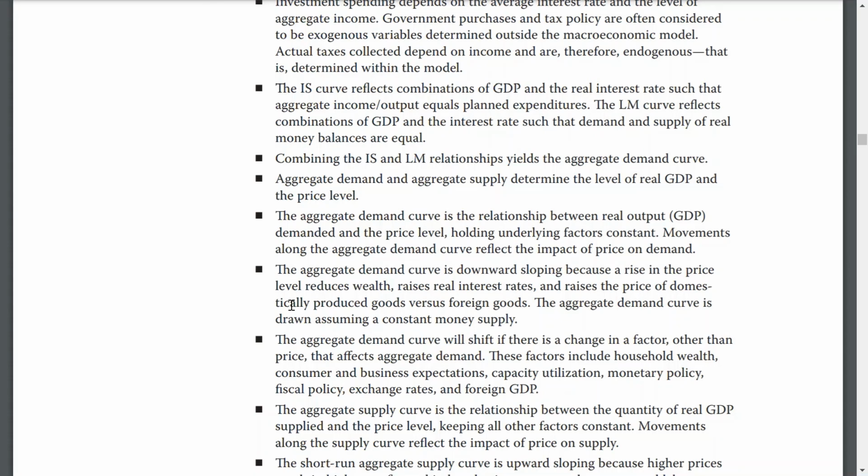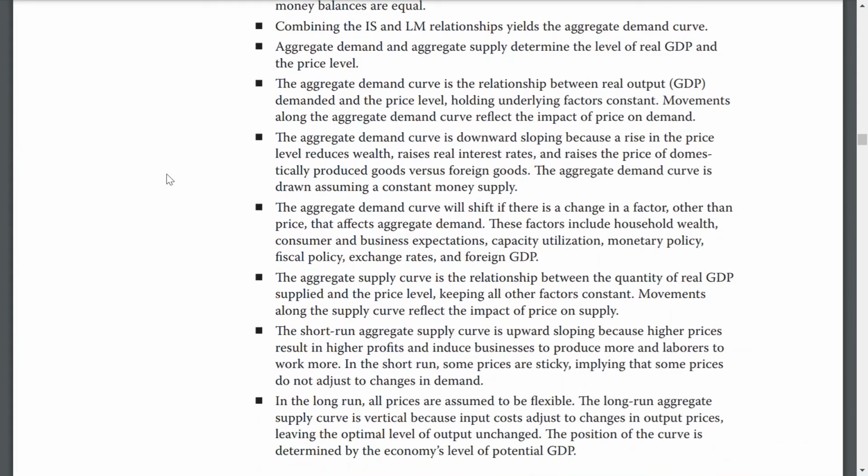Aggregate demand and aggregate supply determine the level of real GDP and the price level. The aggregate demand curve is the relationship between the real output, or GDP, demanded and the price level, holding underlying factors constant. Movements along the aggregate demand curve reflect the impact of price on demand. The aggregate demand curve is downward sloping because a rise in the price level reduces wealth, raises real interest rates, and raises the price of domestically produced goods versus foreign goods.